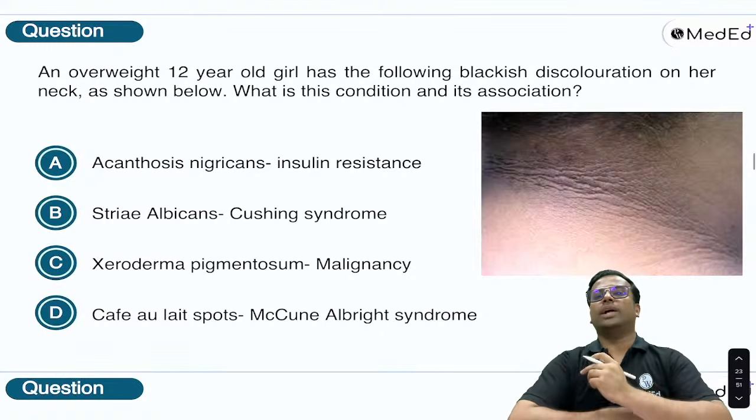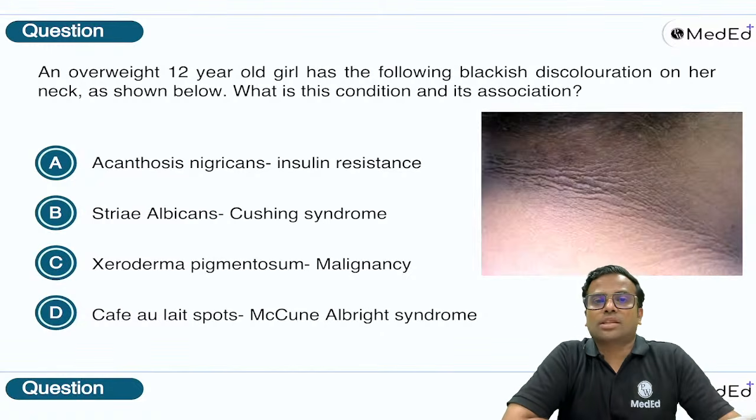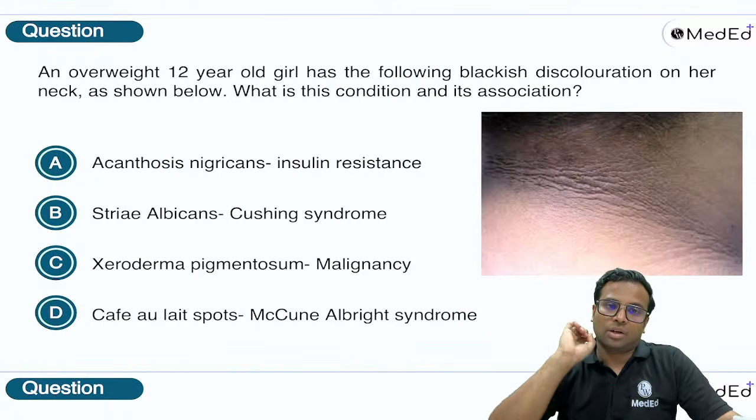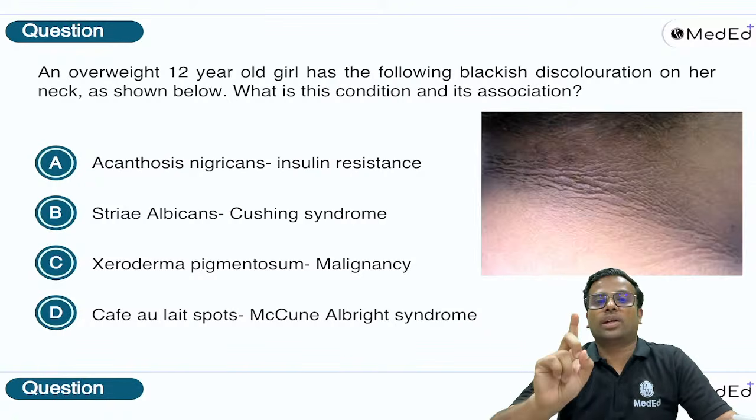I'll go to the next one. An overweight 12-year-old girl has the following black discoloration on her neck. What is this condition and what is its association?